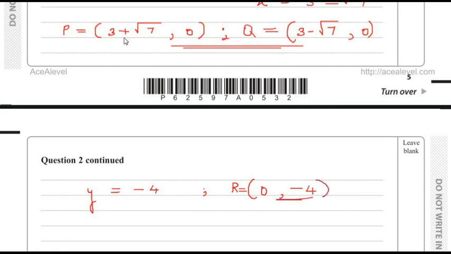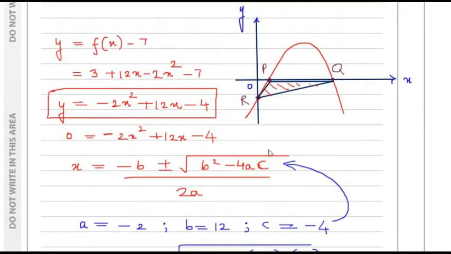So we got the coordinates of P, Q and R. Next we have to start getting the area of the triangle.